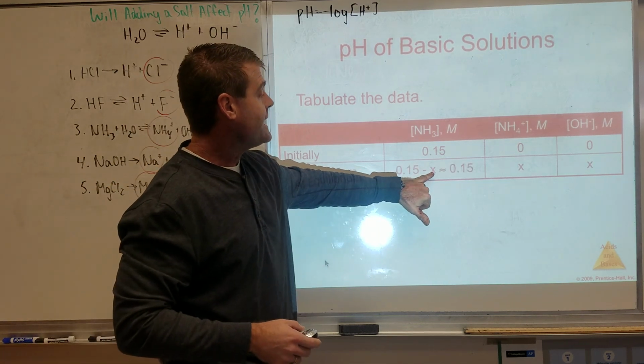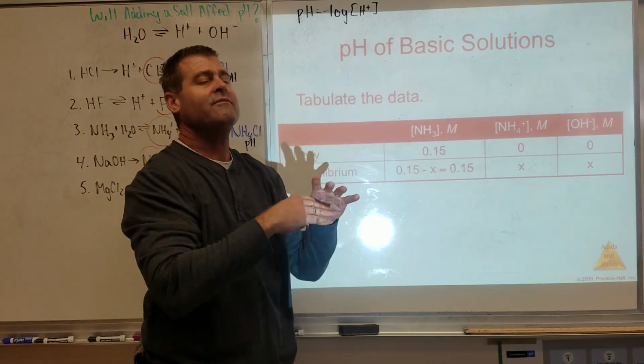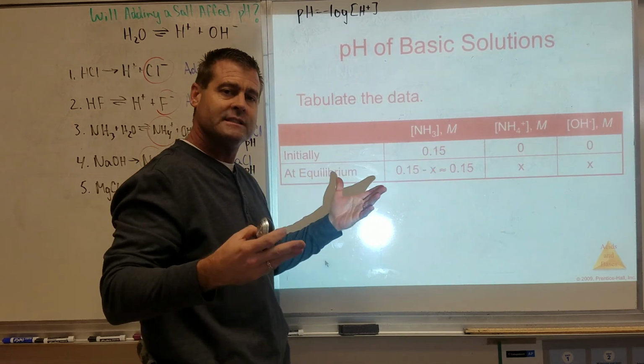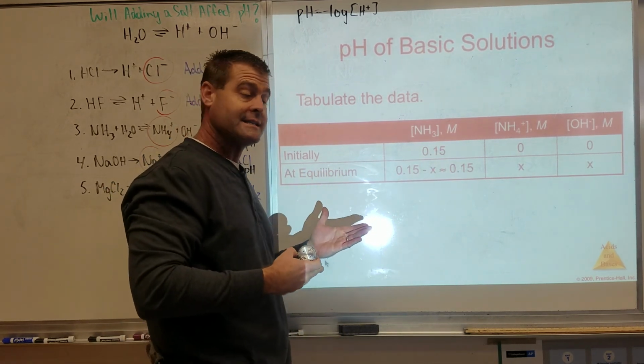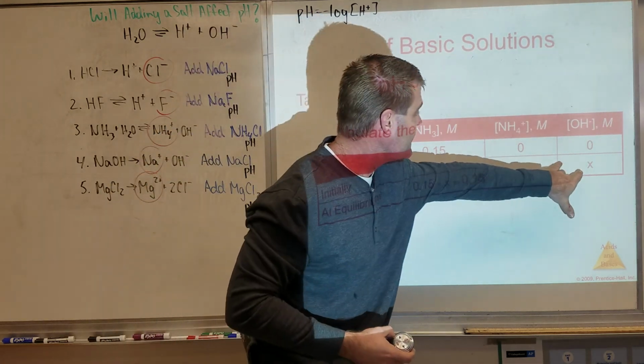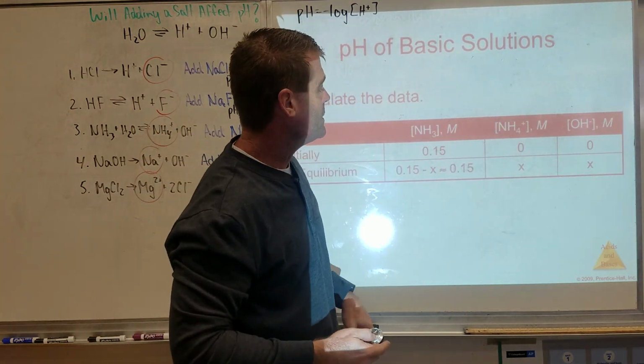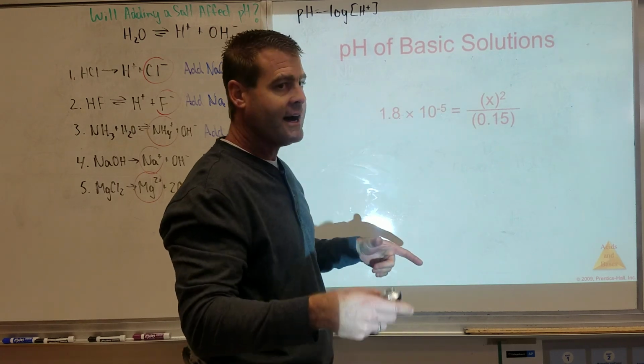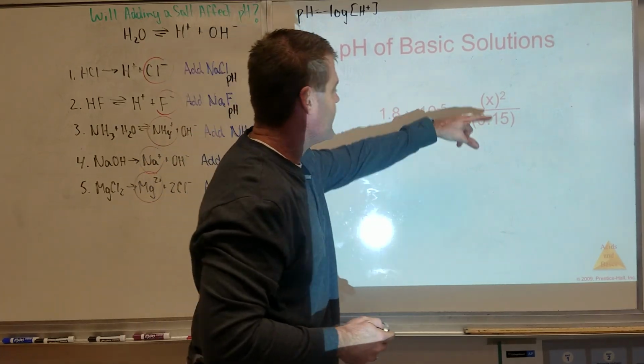And once again, it's a weak base, so we only expect very little of it to ionize. So for the most part, we leave it as 0.15. This is typical with weak acids and bases. And so then we're going to take these values and plug them into our equilibrium expression, right? So the X squared on top, 0.15. And then obviously I can solve for X.